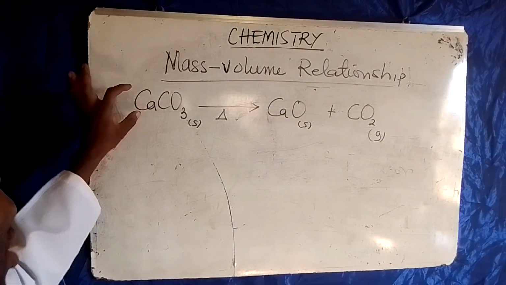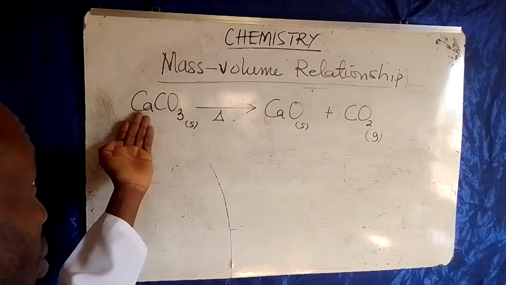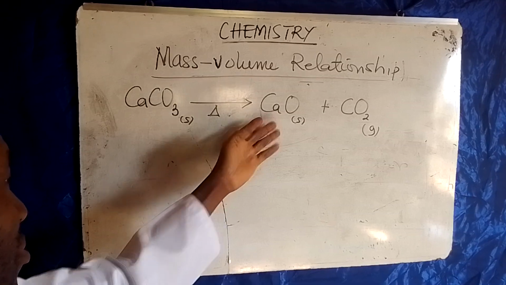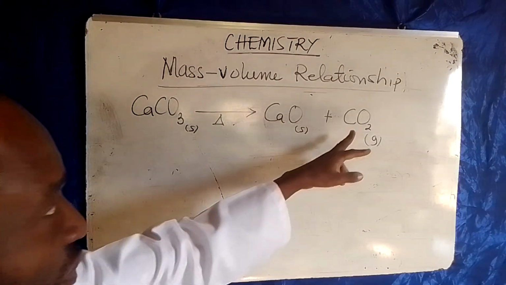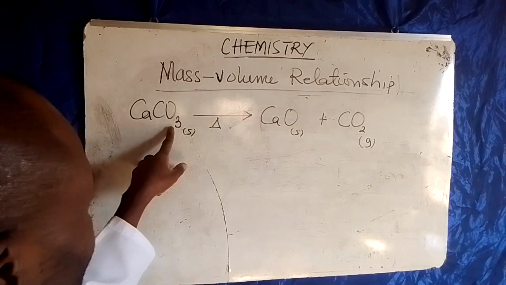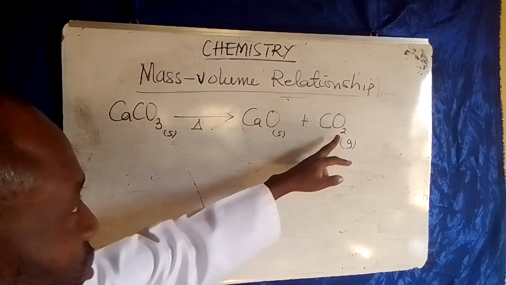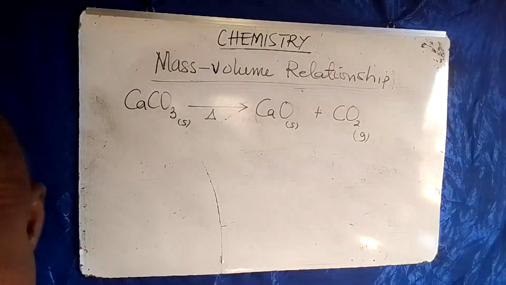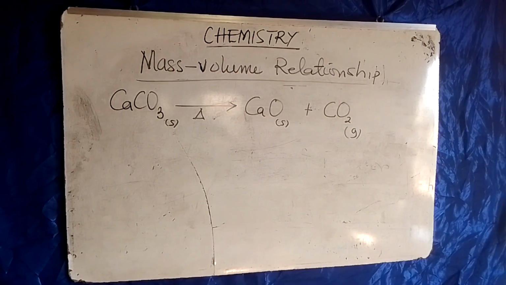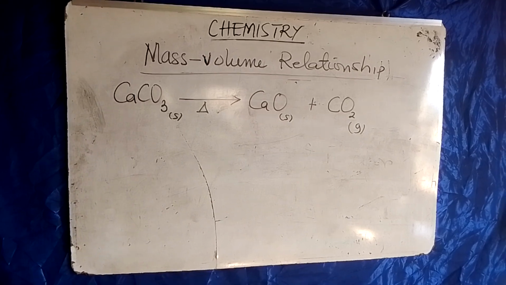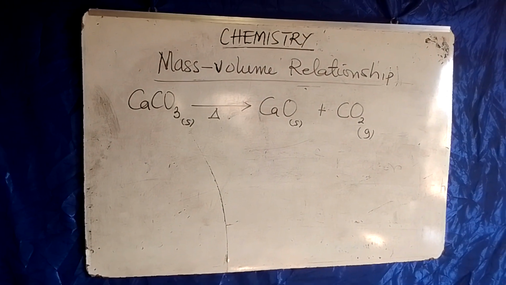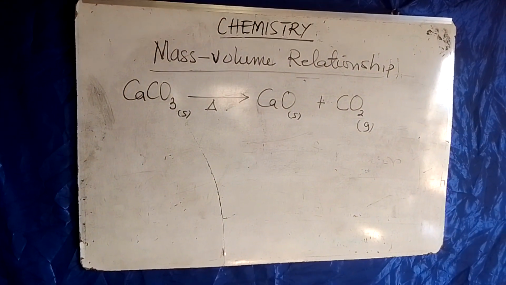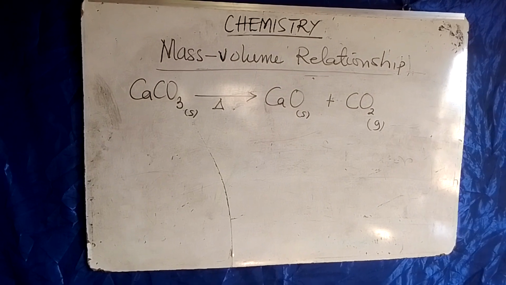So look at calcium, an atom of calcium, an atom of calcium, an atom of carbon, an atom of carbon, 3 atoms of oxygen, 1 here, 2 here, making it 3. So the equation is balanced. But as we proceed, I will come up with the ones that the mole ratio may not be 1:1. Okay, I'm taking these simple ones for a start.